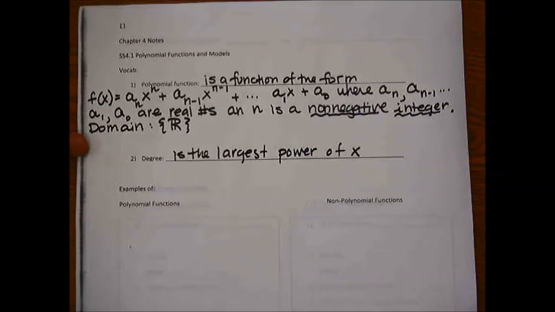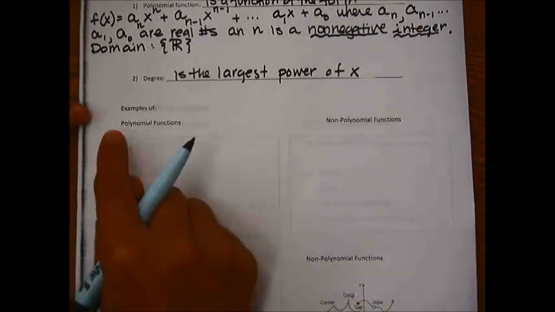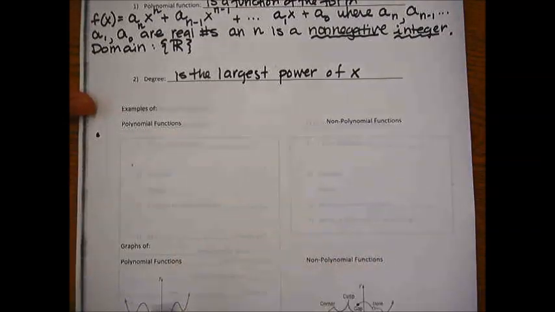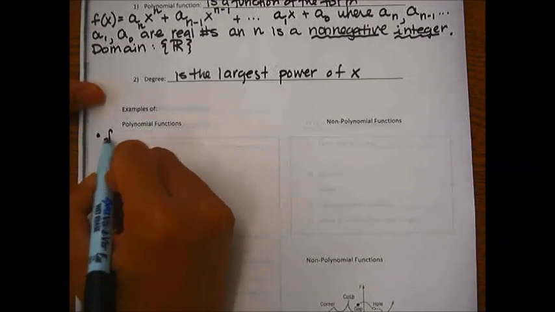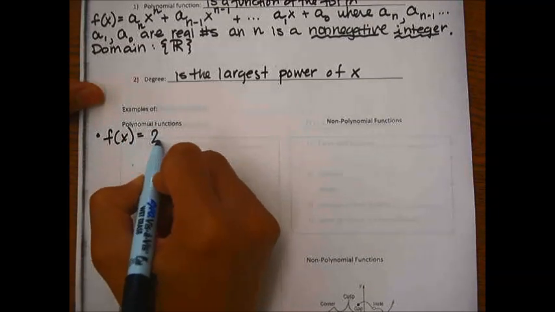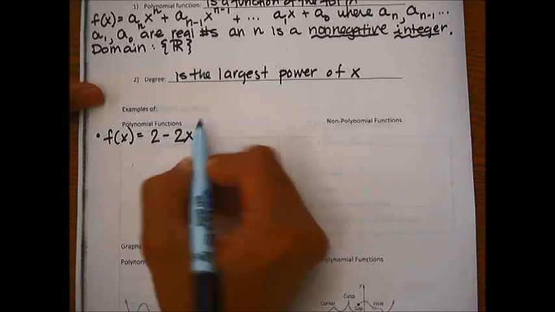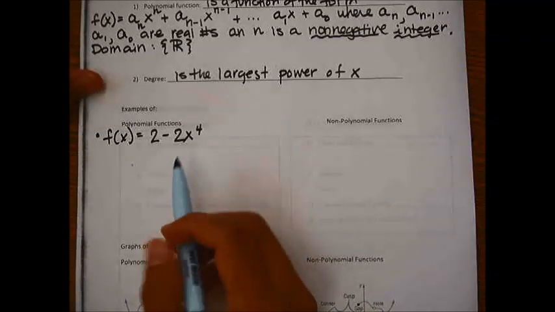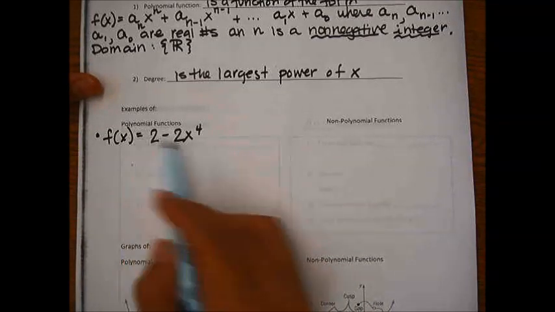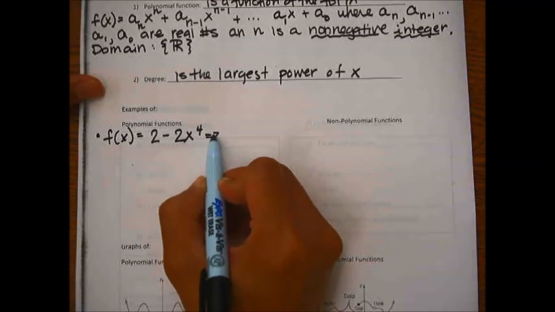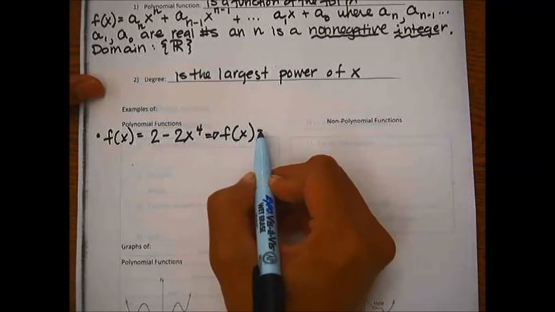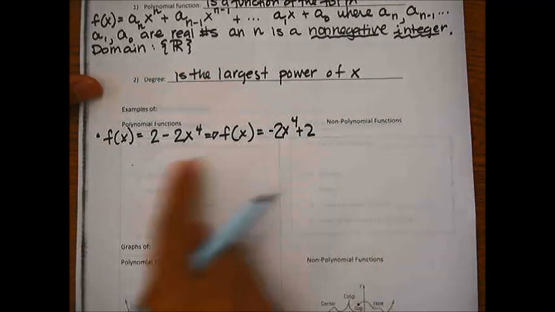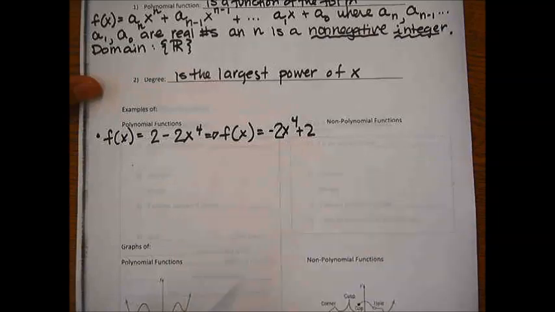All right, moving on up, here we go. I'm giving you some examples of polynomials and non-polynomials. First one, let me give you an example of a polynomial. f of x equals 2 minus 2x to the 4th. Currently, this is not written in descending order. I normally would like to write it so the highest power is first. So negative 2x to the 4th should be first, and then positive 2 should be second. So when you see stuff like this, rewrite it this way.